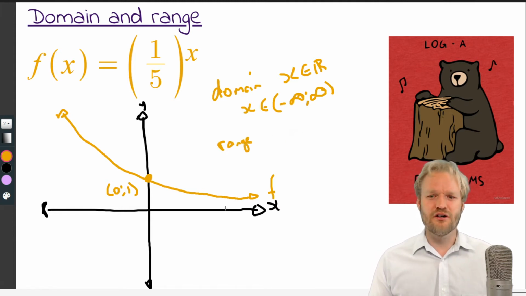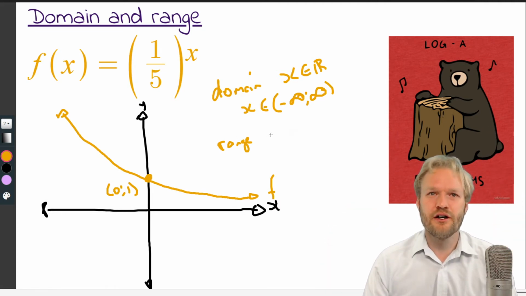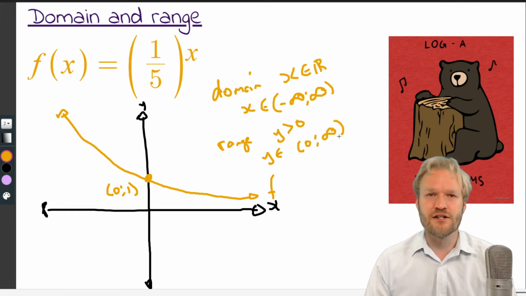And our range, what is the range here? The range is all the positive y values. So here we're going, well, y must be greater than 0, strictly greater, it never gets there. Or you might have said y is an element of (0, infinity).